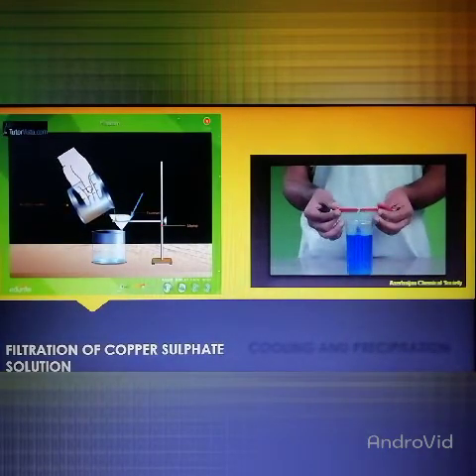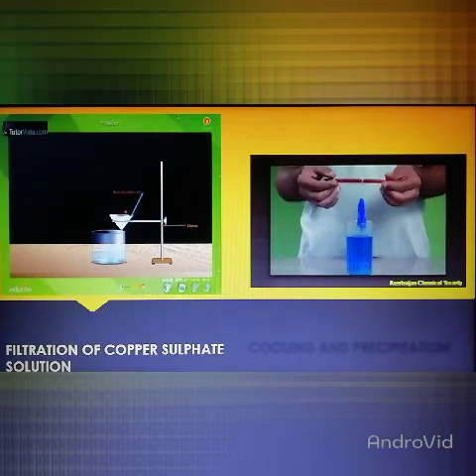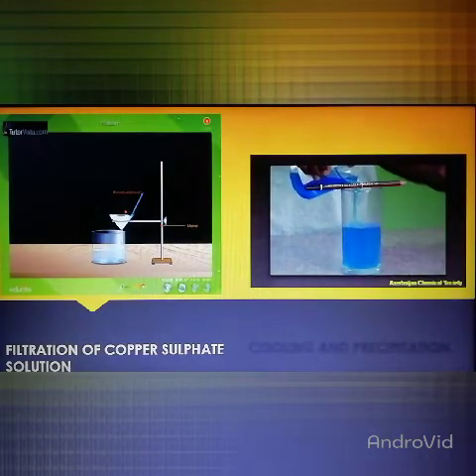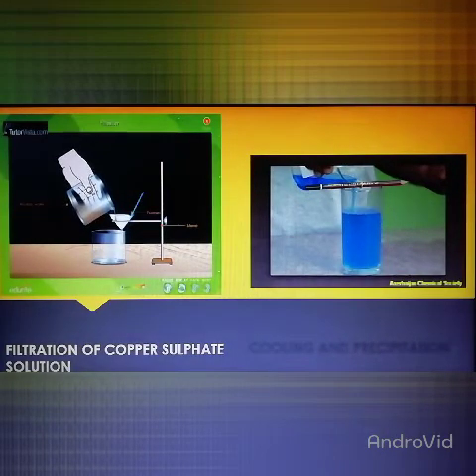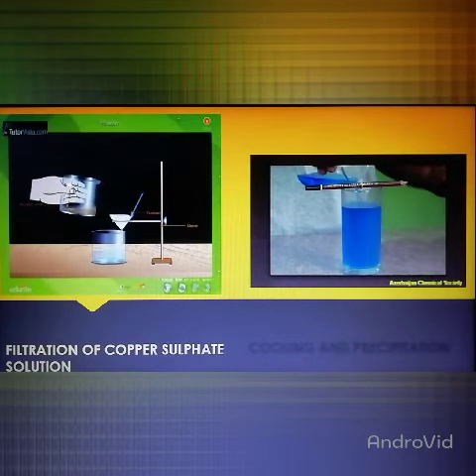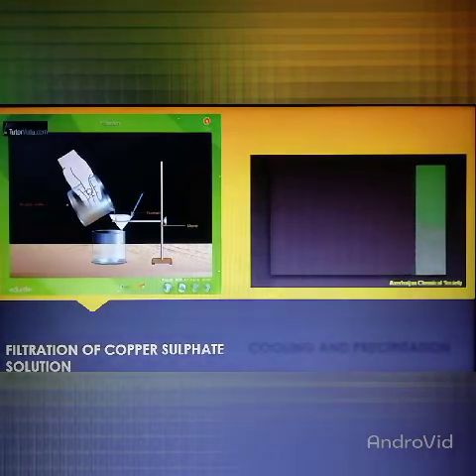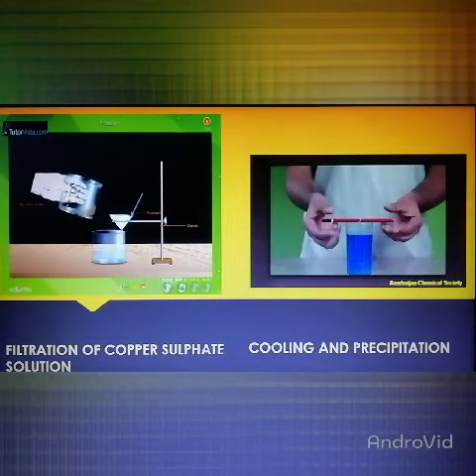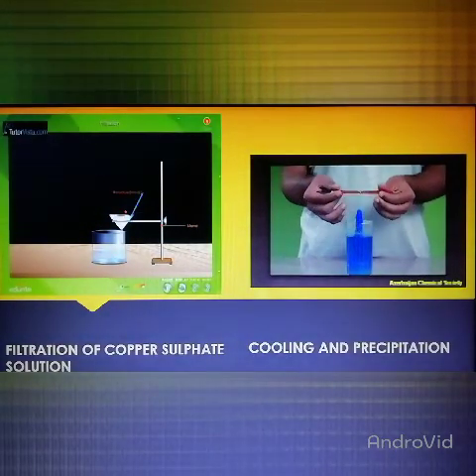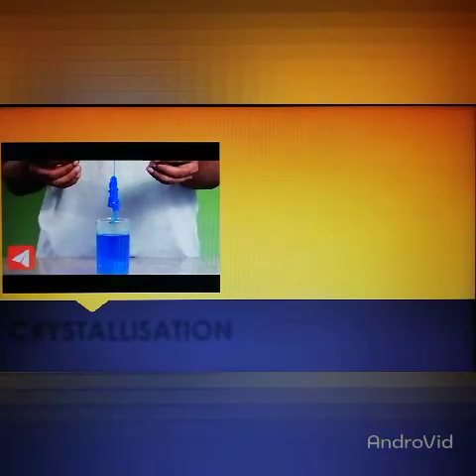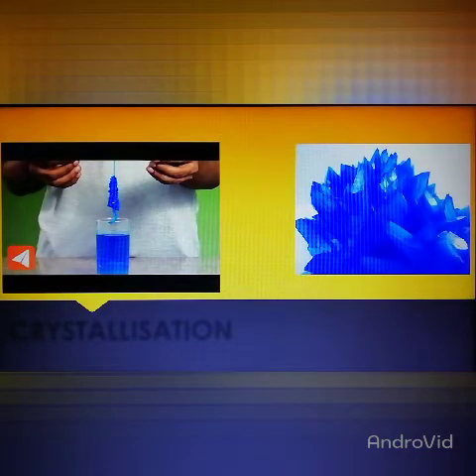And after that, the next day, you can see that beautiful crystals of copper sulfate get attached to the thread. So the copper sulfate solution, when it is left like this for a day, cools and evaporates and precipitates to form the beautiful crystals of copper sulfate. See here, these beautiful crystals.